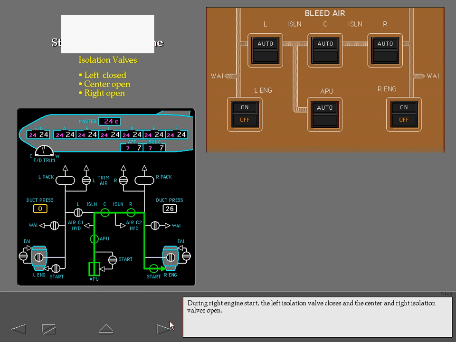During right engine start, the left isolation valve closes and the center and right isolation valves open. During a cross-bleed start, the ASCPC automatically opens all three isolation valves. And finally, during engine-out operations, all isolation valves are open.